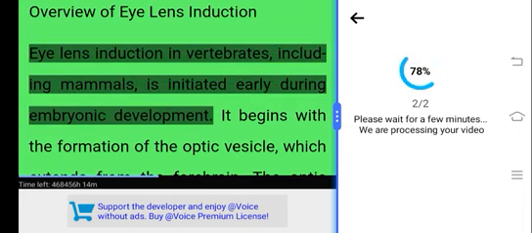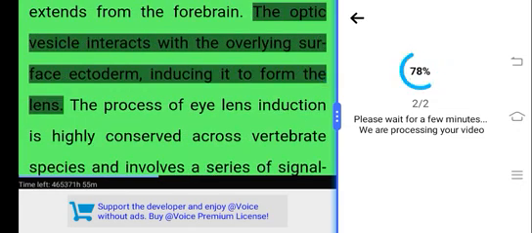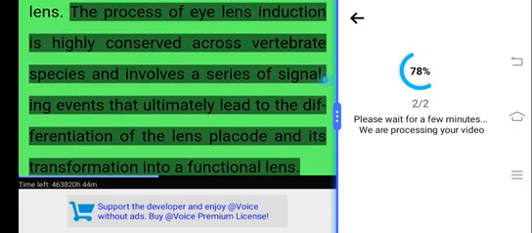Overview of lens induction. Lens induction in vertebrates, including mammals, is initiated early during embryonic development. It begins with the formation of the optic vesicle, which extends from the forebrain. The optic vesicle interacts with the overlying surface ectoderm, inducing it to form the lens. The process of lens induction is highly conserved across vertebrate species and involves a series of signaling events that ultimately lead to the differentiation of the lens placode and its transformation into a functional lens.